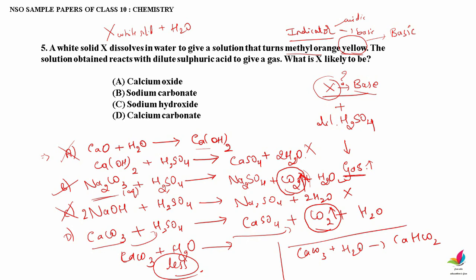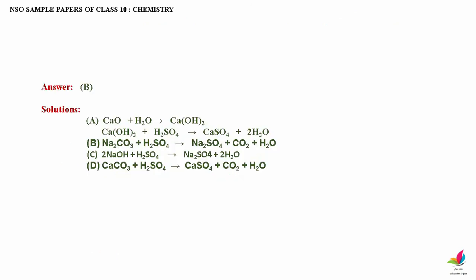So you can simply say that calcium carbonate takes more time to dissolve in water, hence it takes more time to evolve the carbon dioxide, but the reaction is very fast in case of sodium carbonate, which can easily dissolve in water, and hence it easily reacts with sulfuric acid giving the carbon dioxide gas. That's why the evolution of gas is easier in case of sodium carbonate. That's why this is our answer. So here you can see that the right answer is B, and even the solution and the reactions are given here.